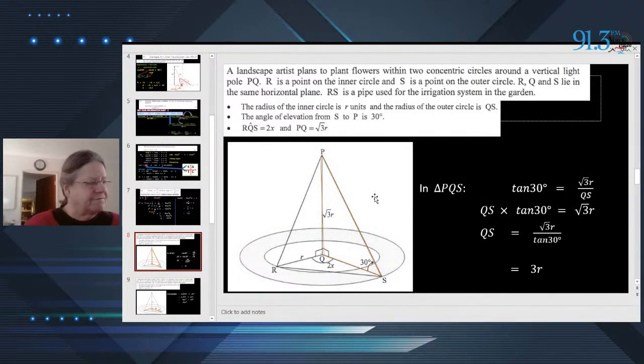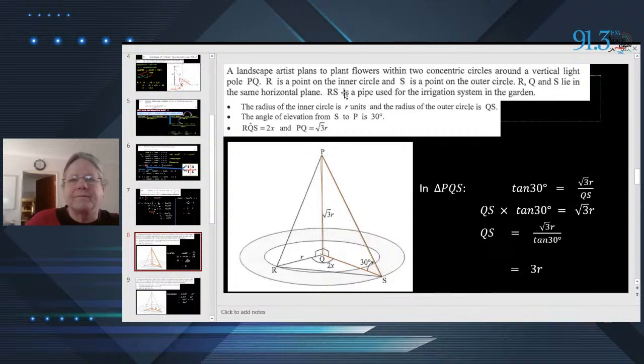Right, now comes, if the first slot wasn't difficult enough, now comes your 3-dimensional question where you'll have to make use of the sine or the cos rules. So there's a whole story. A landscape artist plans to plant flowers within 2 concentric circles. So our flowers are in between these 2 circles. A vertical light pole, that means if it's vertical to the ground, there's got to be 90-degree angles. So anything that's vertical makes a 90-degree angle to the ground.